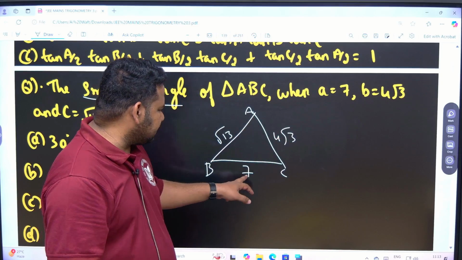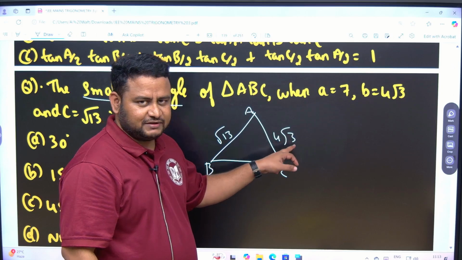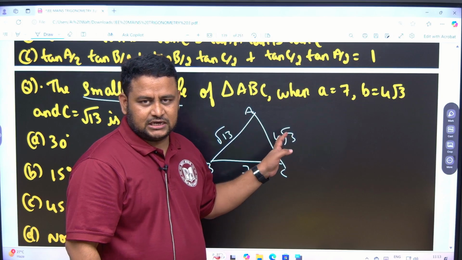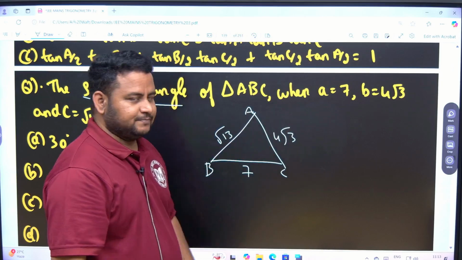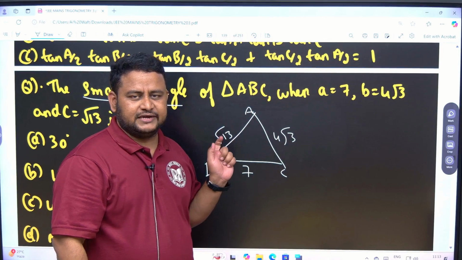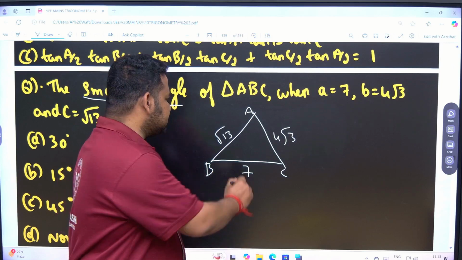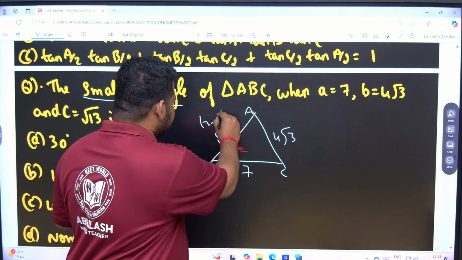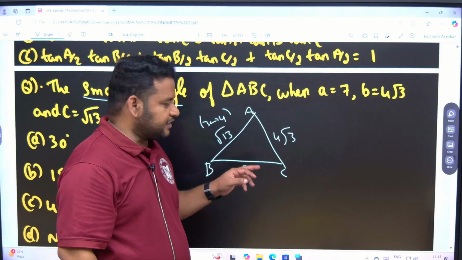So here it is given as 7, here it is 4 root 3. Root 3 is nothing but 1.7, something like that. 4 into 1.7 will go more than 5, or 6. So root 13, what is the value of root 13? Suppose I write root 9, it is 3. Suppose I write root 16, it is 4. So this value is lying between 3 and 4. Root 13 is lying between 3 and 4.